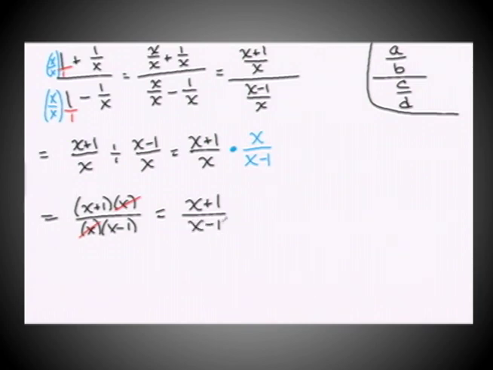Now do not be tempted to divide those x's out. That is incorrect. Those are terms. They do not get divided. You only divide factors. So your final simplified form of this complex rational expression is x plus 1 over x minus 1, which is a polynomial being divided by a polynomial and fits the definition of just a rational expression.